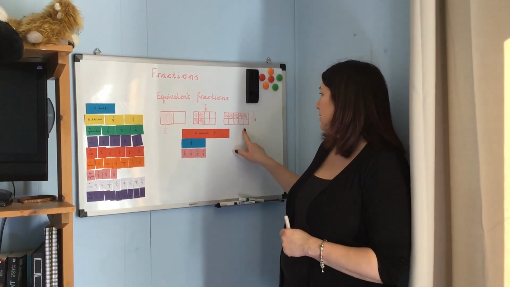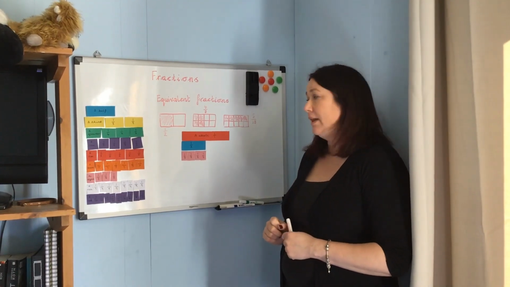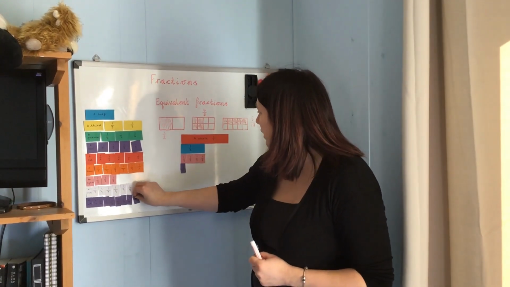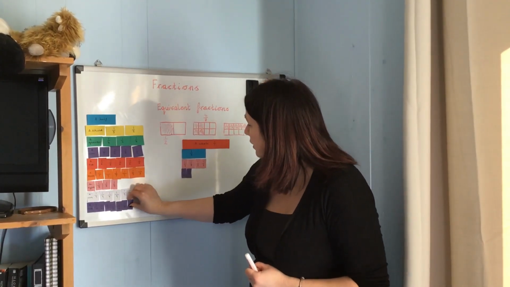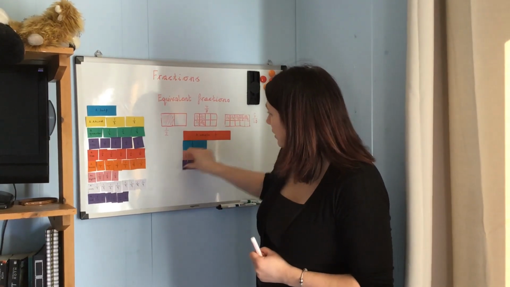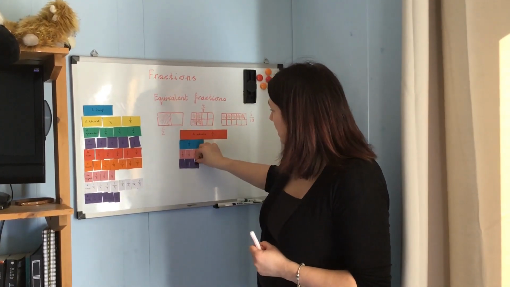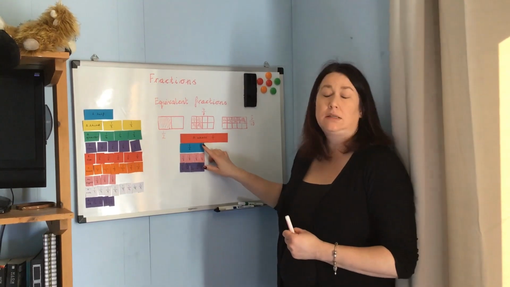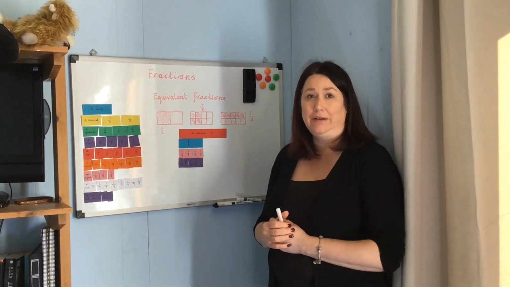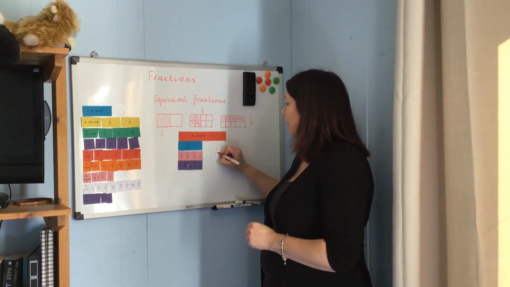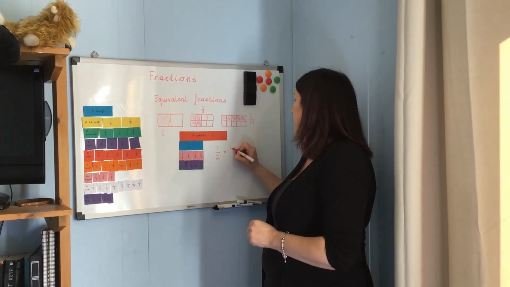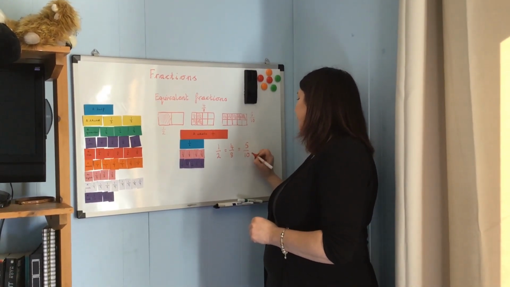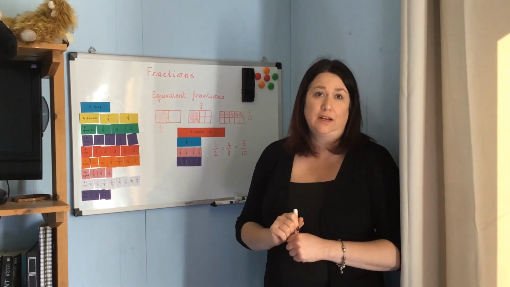In this bar we worked out that the shaded part was 5 tenths, and if I use our tenths row on the fraction board, we can see that 5 tenths takes up the same amount of space as 4 eighths, which takes up the same amount of space as a half. So therefore we can say that a half is the same fraction as 4 eighths and 5 tenths. And we call this an equivalent fraction.